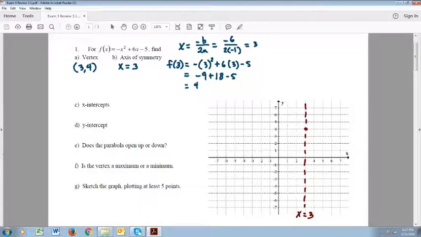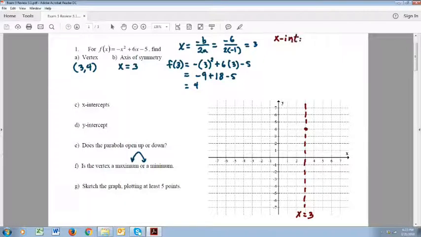So at this point we really know pretty much what the graph's going to look like. We know this graph's going to open down because we have a negative 1x squared. Our leading coefficient is negative. So it does open down, so we have a good idea of what it's going to look like. We just need to find a few points.